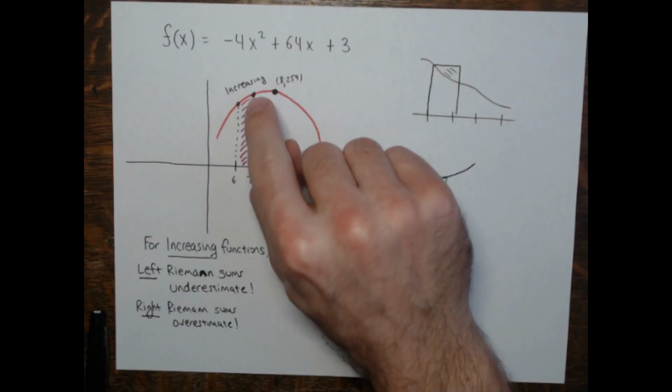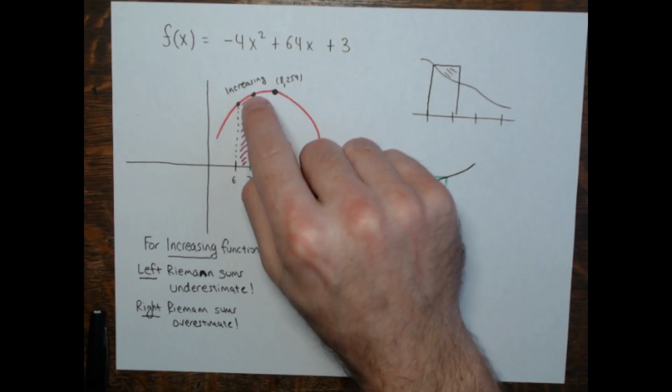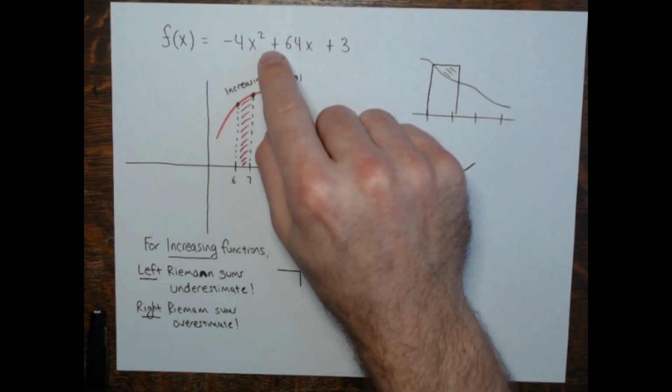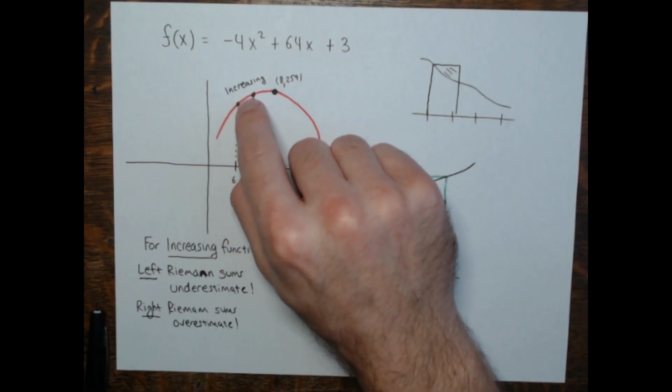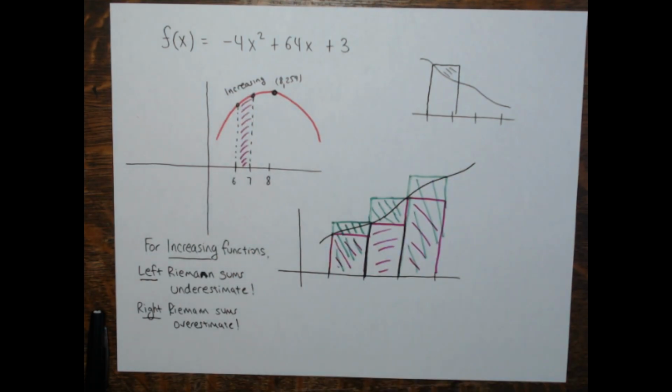So here, I don't even need to know how many rectangles I'm making. They told me it was a left Riemann sum, and I know based on what I know about quadratics that we got a piece of the curve that's going up, that's increasing. So this left Riemann sum would underestimate the area under the curve.